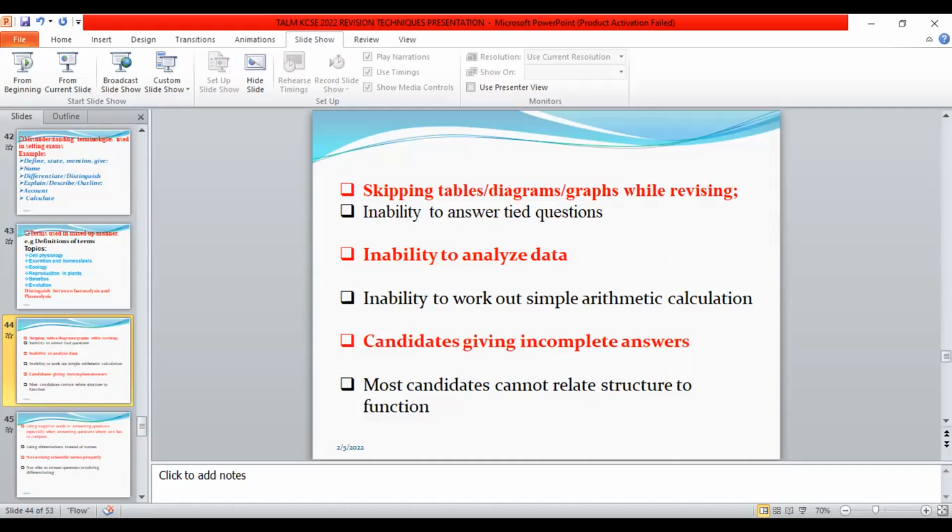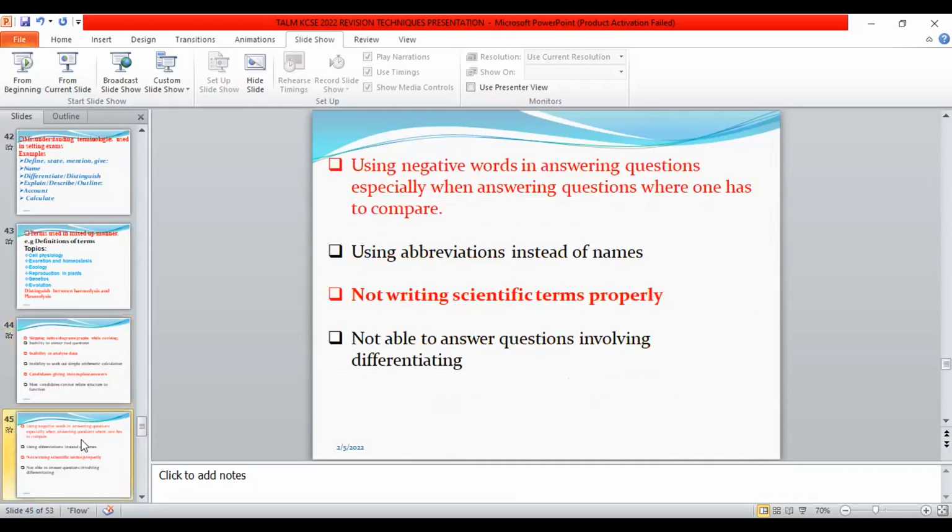Other reasons for poor performance in paper 1, you find that our students use negatives. They use negatives when they are answering questions, especially questions where one is expected to compare. If they are expected to compare, they must give the other alternative, not a negative or a statement on what they are already given.